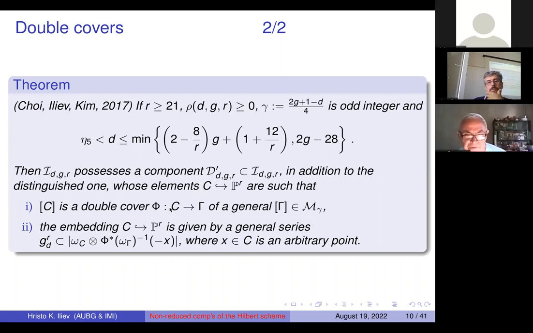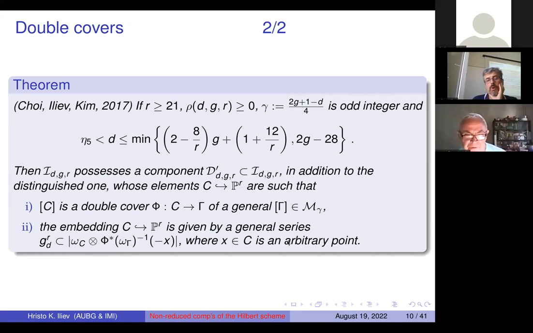Again, the general points of this component are double covers of curves of genus gamma, but this time the embedding that we have in the projective space P^r is given not by the ramification divisor of the double covering, but in fact by the ramification divisor of the double covering minus omega. If you indeed recognize this product here, omega_C times the pullback of the inverse of the canonical divisor of the base curve, as the line bundle induced by the ramification divisor.